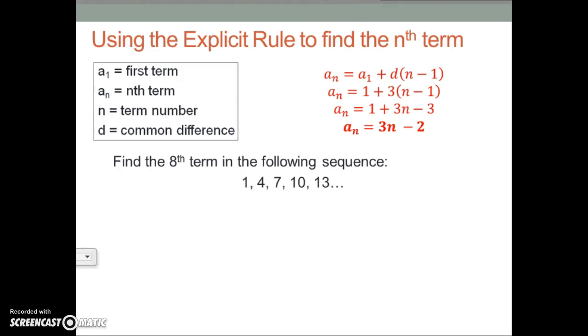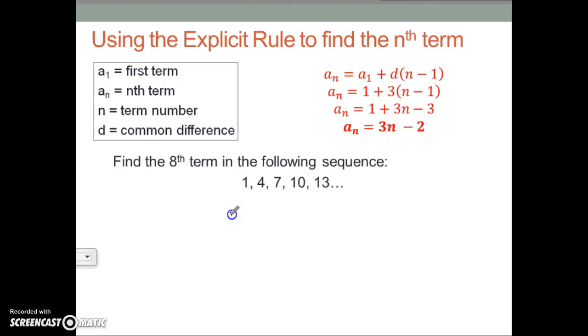So using that same sequence, and we've got it worked out again for how to get to that explicit rule, let's figure out what the 8th term in this sequence would be. And some of you may be thinking, well, couldn't I just add 3, 8 times, to get to the 8th term? And you could, but that's not really practical, because if you wanted to find the 100th term, it would take you a long time to add 3 out to the 100th term. So it's easier to identify what the explicit rule is and then use it where we substitute 8 in for n, and we'll be able to find that 8th term.